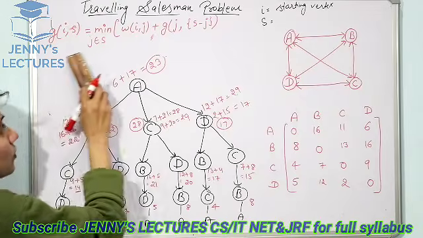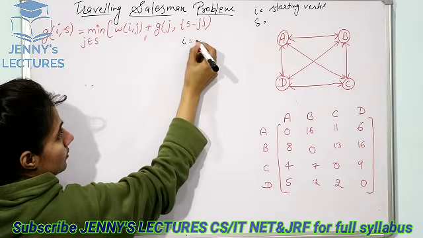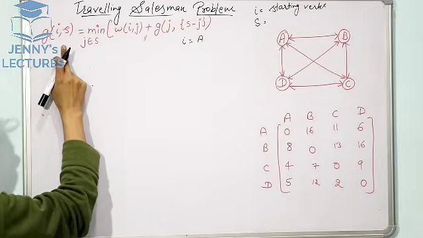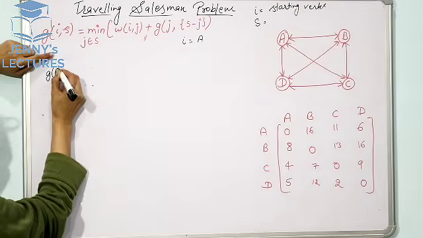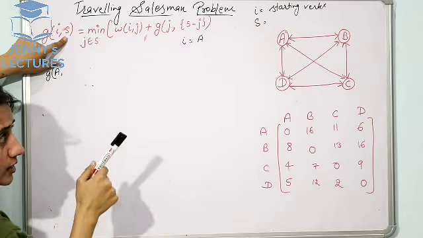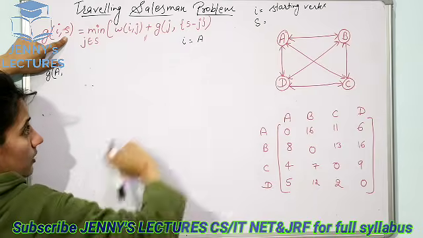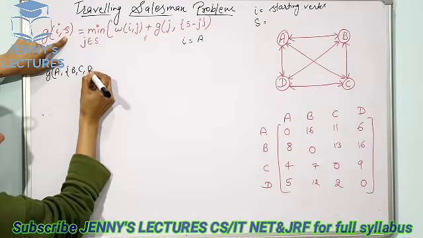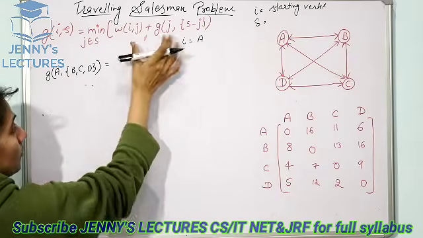Now how we will use this formula and solve this problem? Let us check. Here suppose we are taking starting vertex as A. Then how we will write this one? G of A comma, this is set of vertices other than this A, which the salesman has to visit exactly once and then return back to the starting point, that is A. Then this set would be B, C and D, fine, equal to, we have to take minimum of this one.